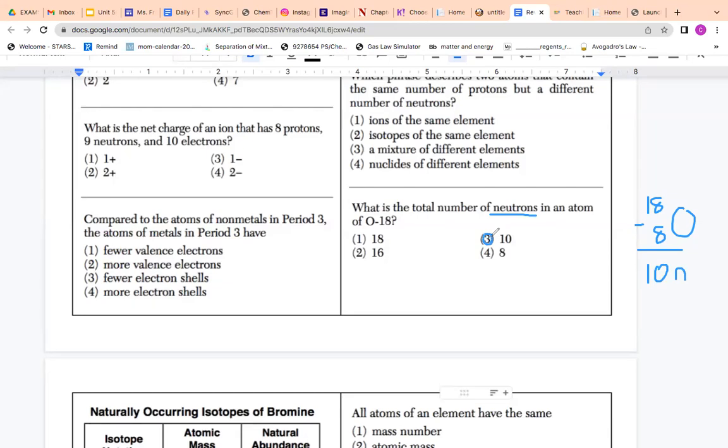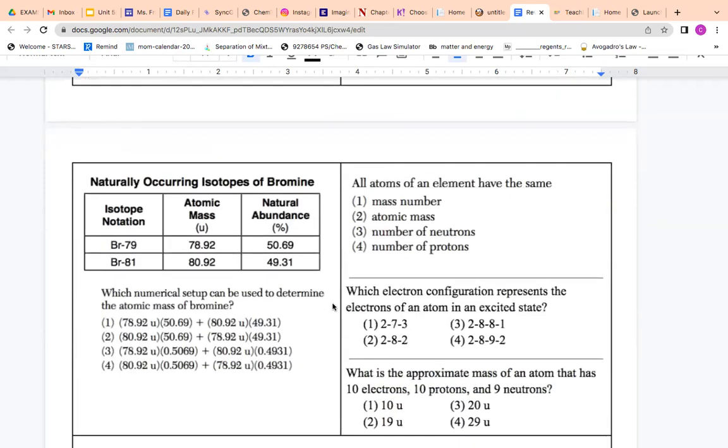In case we also want to know how to get the number of protons, it is simply the atomic number. The atomic number, if it's a neutral atom, can also tell you the number of electrons. So if this was a neutral atom, we would have 8 protons, 8 electrons, and 10 neutrons. So choice 3. Okay, next page.